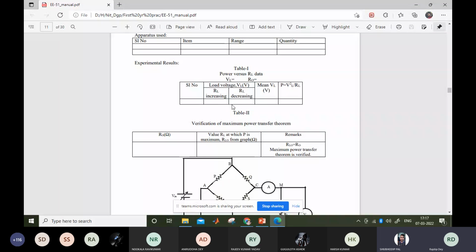So load voltage increasing, decreasing. You will take any one of them. You can take both of them also. In our practical experiment, whatever video I am showing, there I was increasing. So we'll take only the increasing one.